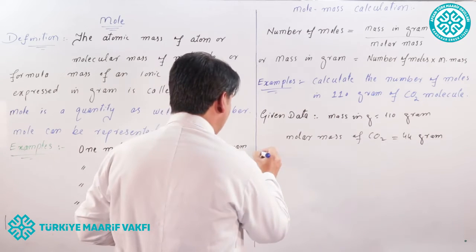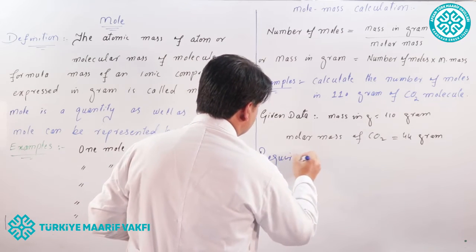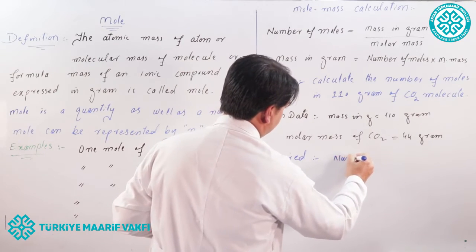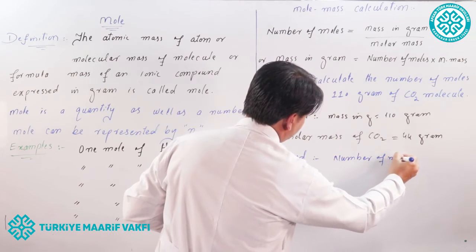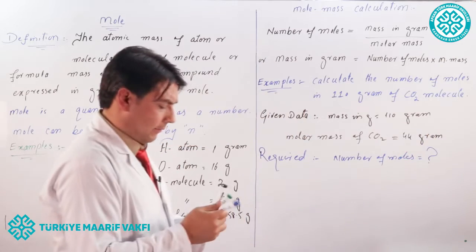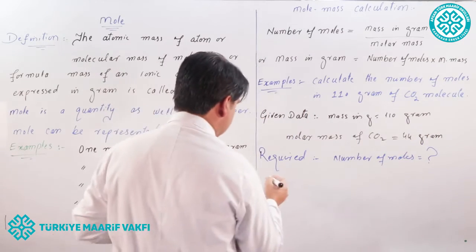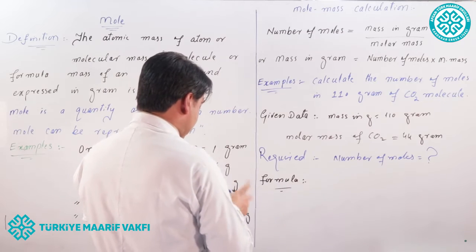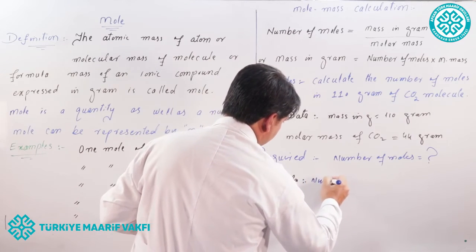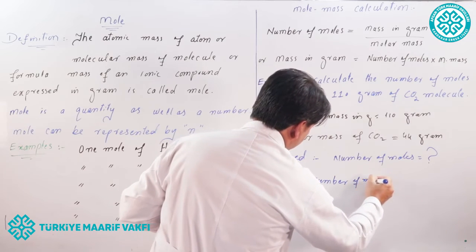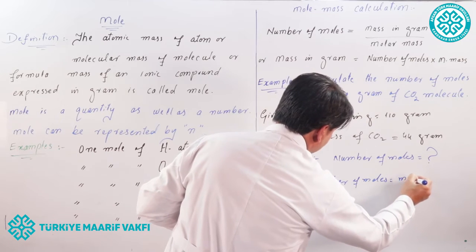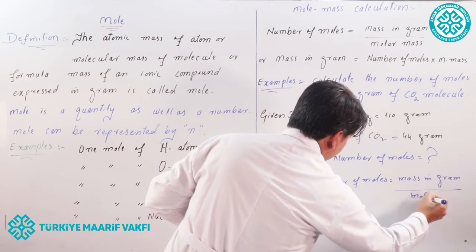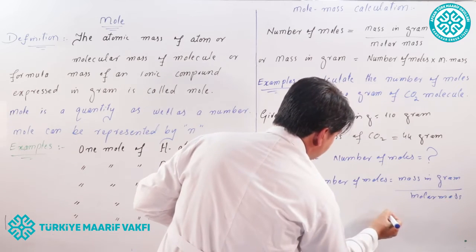Required. What is required from us? Number of moles. This is required. Formula or equation for this: number of moles is equal to mass in gram divided by molar mass.